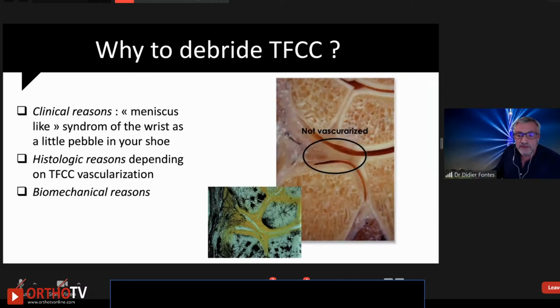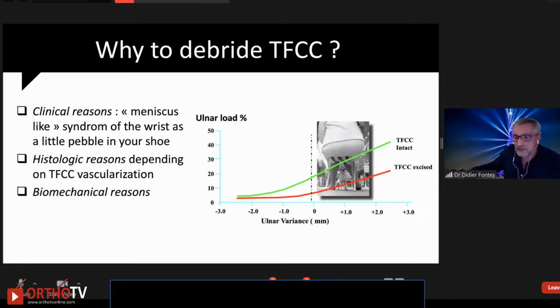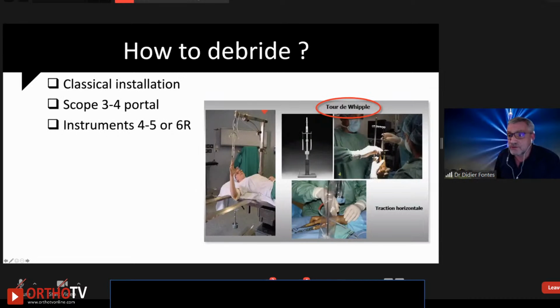And also, it's for histologic reasons, depending on TFCC vascularization. If you have no vascularization, you have no opportunity to observe spontaneous healing of your ligament. And also, for biomechanical reasons, because as you see, when you debride the TFCC, you decrease the ulnar load on the ulnar side. So how to debride?